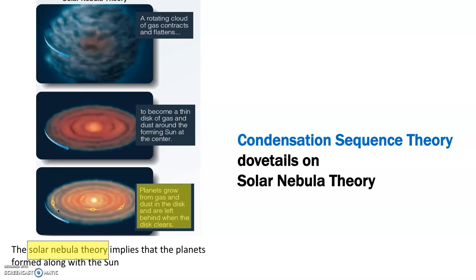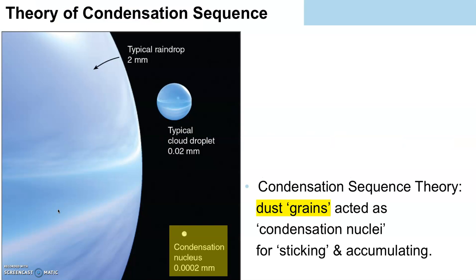The solar nebula theory was saying that the planets grow from the gas and the dust in the disk, and that's not detailed enough to talk about the differences in the planets. When we talk about the condensation sequence theory and the density differences, we are starting with dust grains that act as what's called condensation nuclei. If you take my climate and meteorology class, you talk about condensation nuclei a lot. So this is from that class. A condensation nucleus can be a speck of dust that literally you cannot see. That's how small the dust grains are.